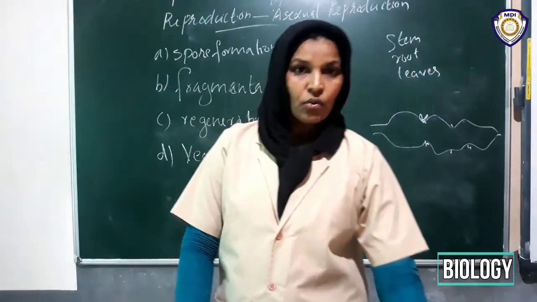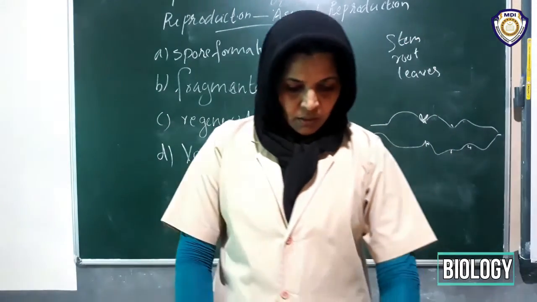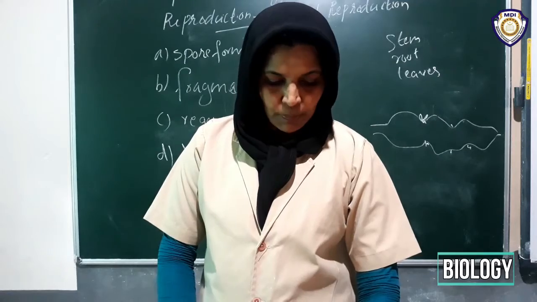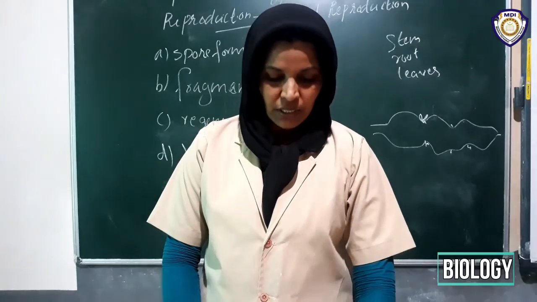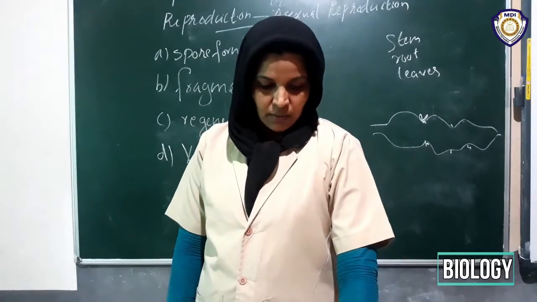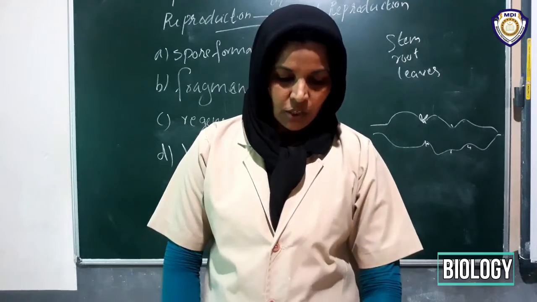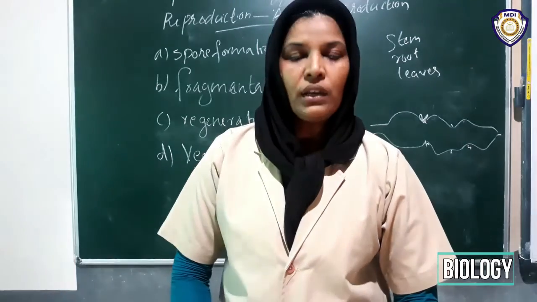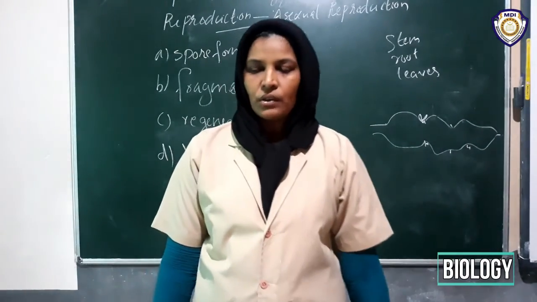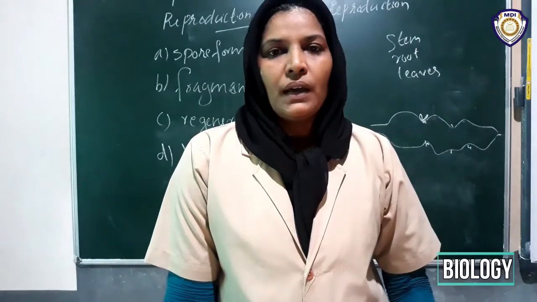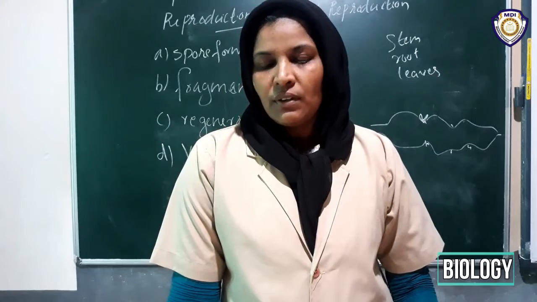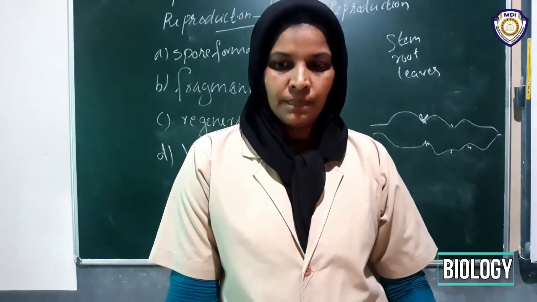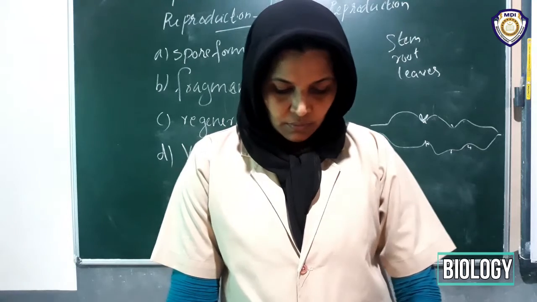Write down some questions. Draw diagrams and explain the following. First, spore formation, then fragmentation and regeneration. Next question: what is vegetative propagation? Write examples. Then the third question: what are the advantages of vegetative propagation? So now we have discussed asexual reproduction methods. In the next class we will take sexual reproduction. Okay, so I can wind up.